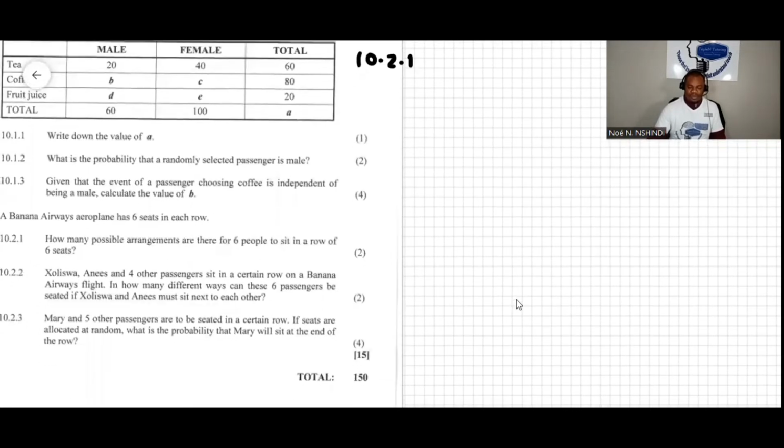So over here, I'm going to place 6 seats: 1, 2, 3, 4, 5, 6. Let's read it over. How many possible arrangements are there for 6 people to sit in a row of 6 seats? The first person will have 6 possibilities. You can sit here, or there, or there. 6 possibilities. But the following person will have only 5.